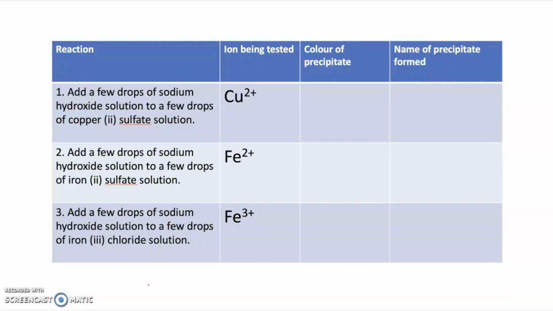So now let's summarize what we've seen in these experiments. In experiment 1, we added a few drops of sodium hydroxide solution to a few drops of copper(II) sulfate solution, and we formed a pale blue insoluble solid or precipitate. And that precipitate tells us that we had Cu2+ ions present, and the name of the precipitate that we formed was copper(II) hydroxide. And this is a chemical test for Cu2+ ions.